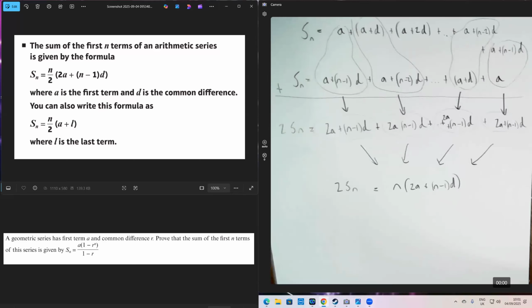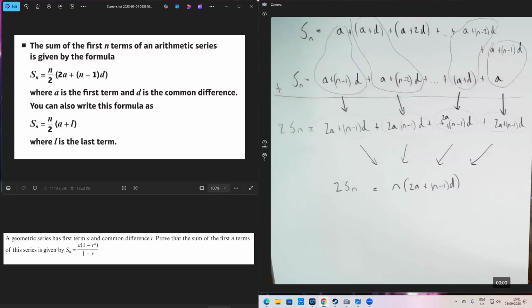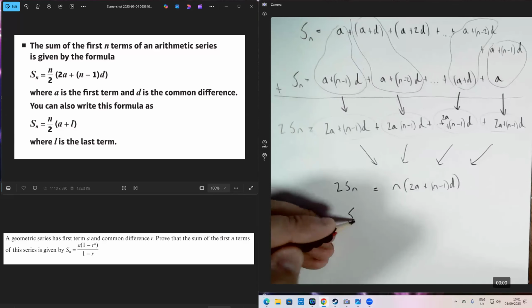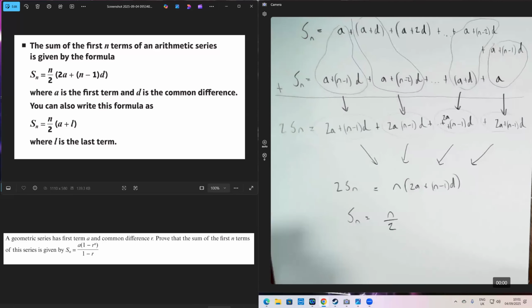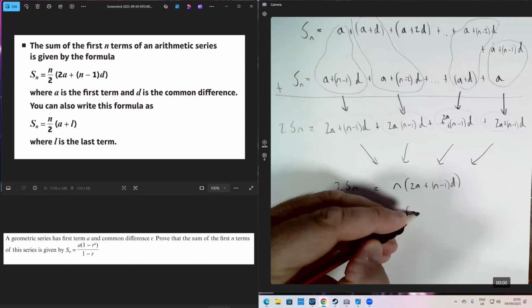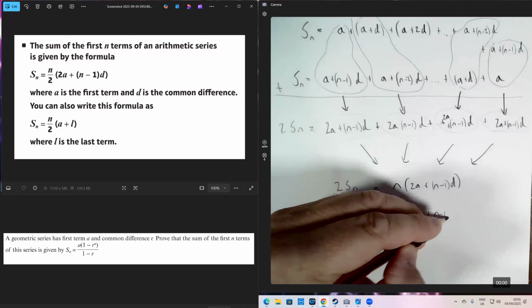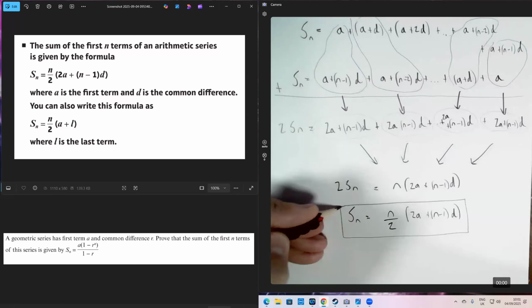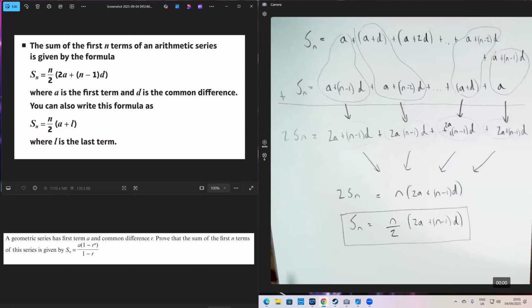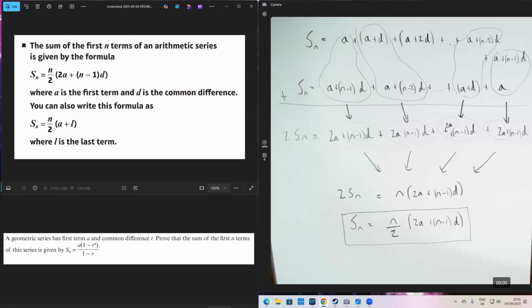Okay, so we've got n of them. And then finally, we just divide the whole thing by 2, and that's the whole formula derived. So we end up with Sn is equal to n over 2 times (2a plus (n minus 1) times d). And that little proof there would be 4 marks, really well worth learning for the exam.